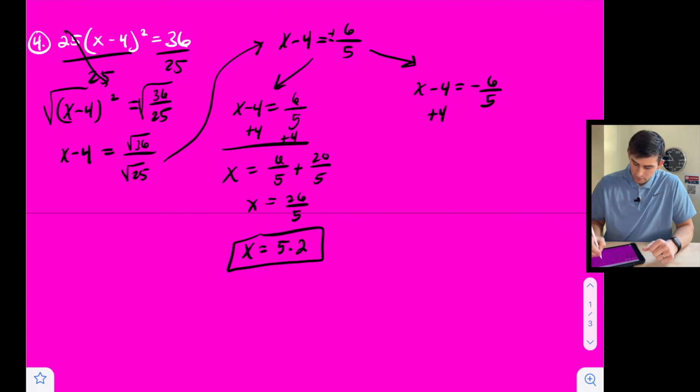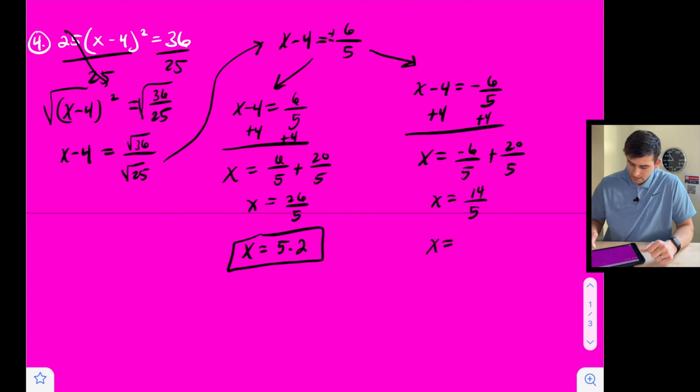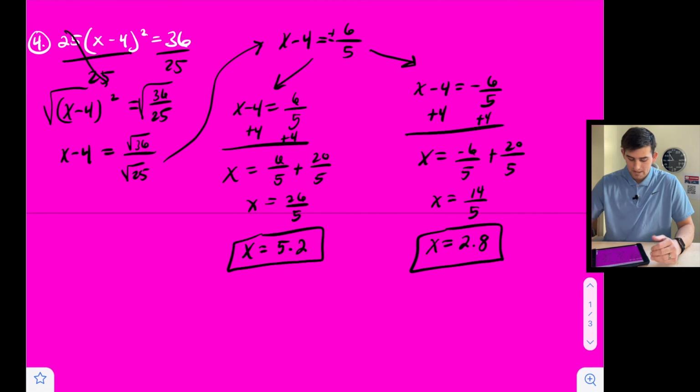Over here, let's add 4. And let's do the same thing. Let's change this to plus 20 over 5. So now we get x equals 14 over 5. And we could do 10 divided by 5, which would give us 2 and 4/5. So we could call this 2.8. Okay, and that is how you solve quadratic equations using square roots.